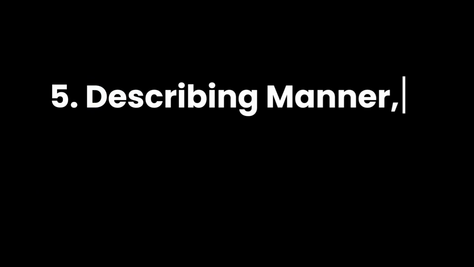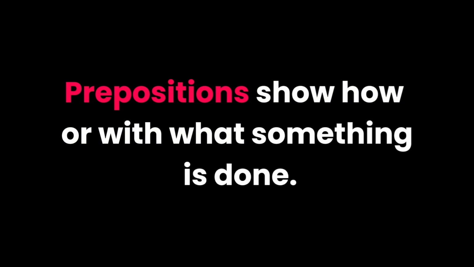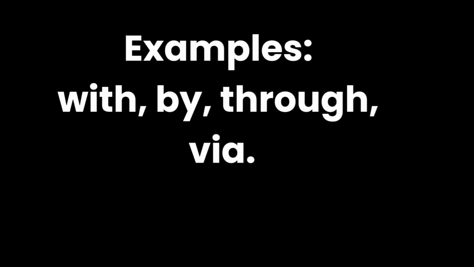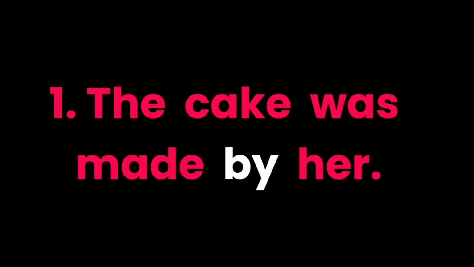5. Describing manner, instrument, or agent. Prepositions show how or with what something is done. Examples: with, by, through, via. 1. The cake was made by her. 2. She painted the picture with a brush.